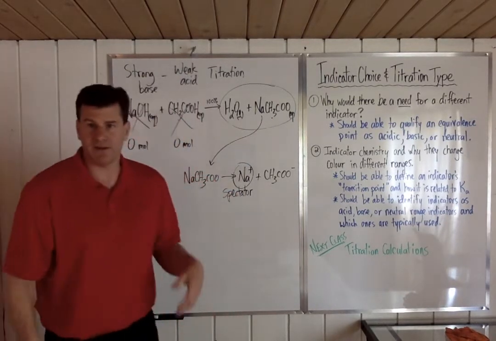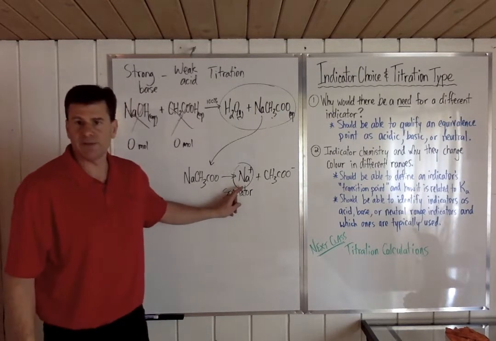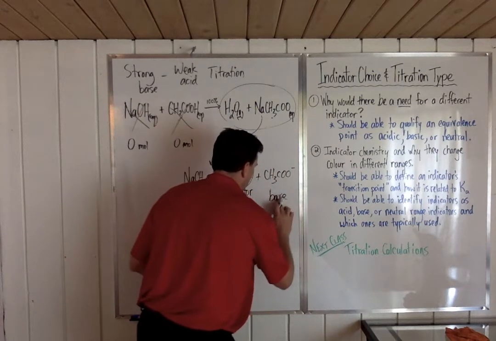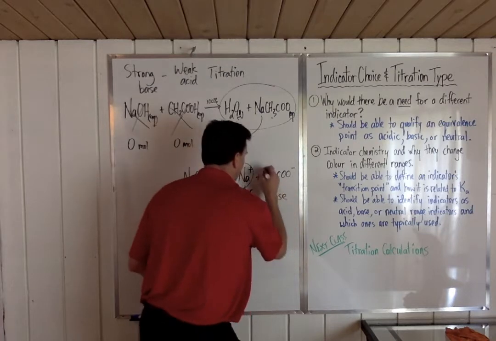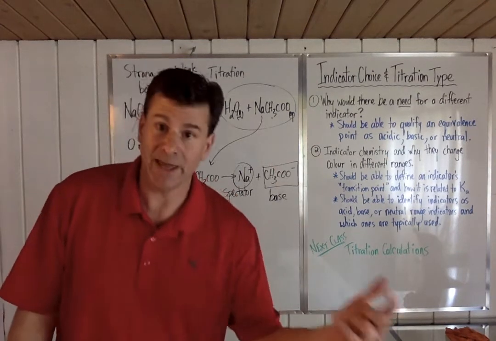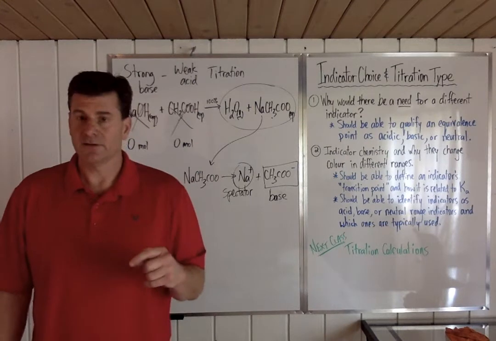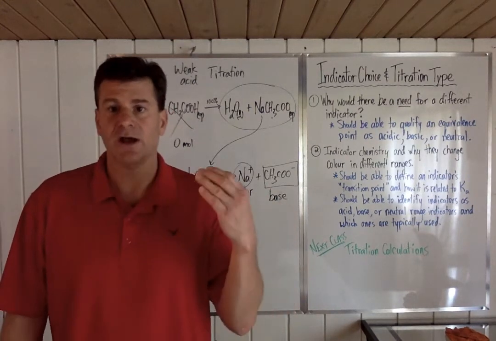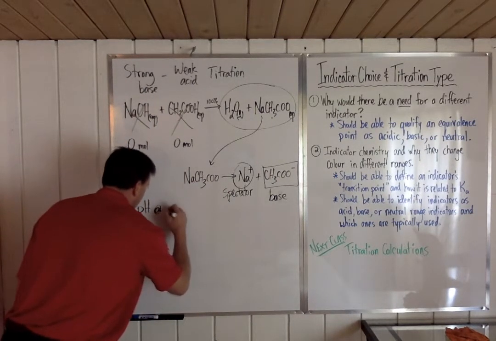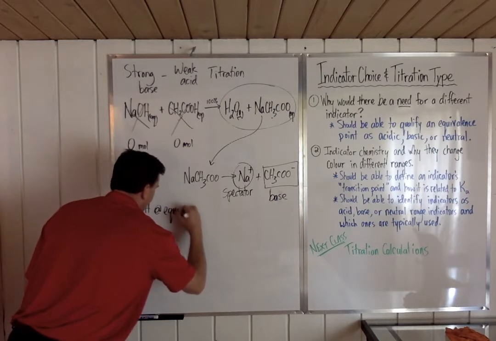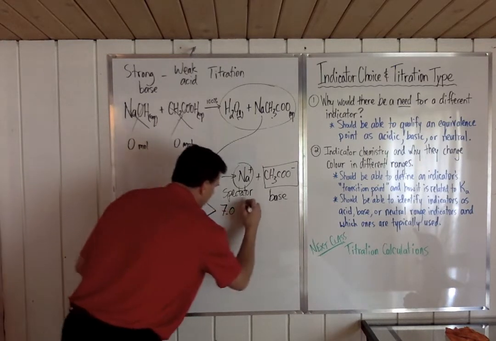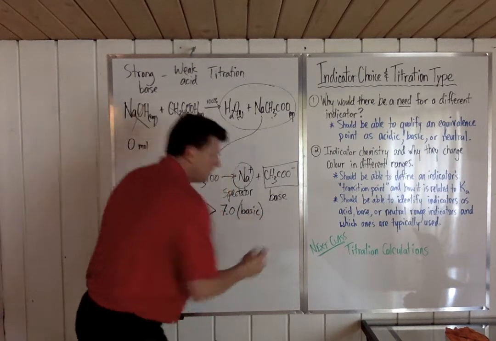And so you end up with this forced solution at equivalence where you've got sodium being a spectator, but you've got this guy, which is, whoops, let me write that properly. That guy is a base. So you've created a solution of a base, which means you're not expecting a pH of 7 at equivalence. The pH at equivalence is going to be greater than 7.0. It's going to be basic.